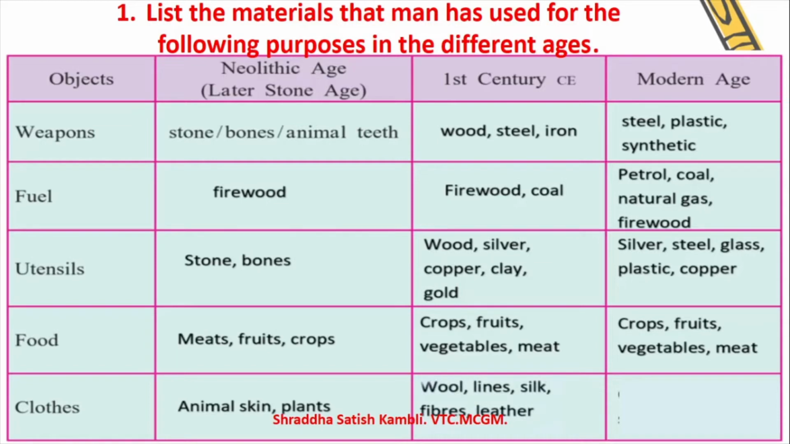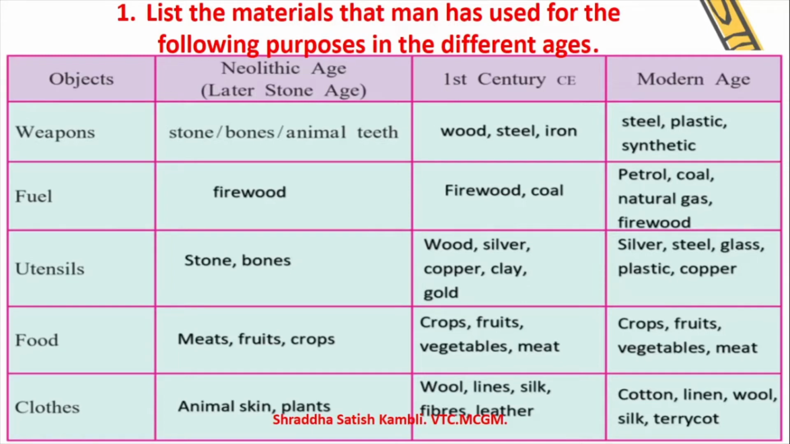In the first century again, we made use of wool, linen, and silk fibers, leather, etc. in order to cover and protect our bodies. And in today's times, we make use of cotton, linen, wool. I think the lines here means linen. Okay, that is again a typing mistake. Cotton, linen, wool, silk, and we also started using synthetic material, that is artificial material like nylon, terracotta, etc.